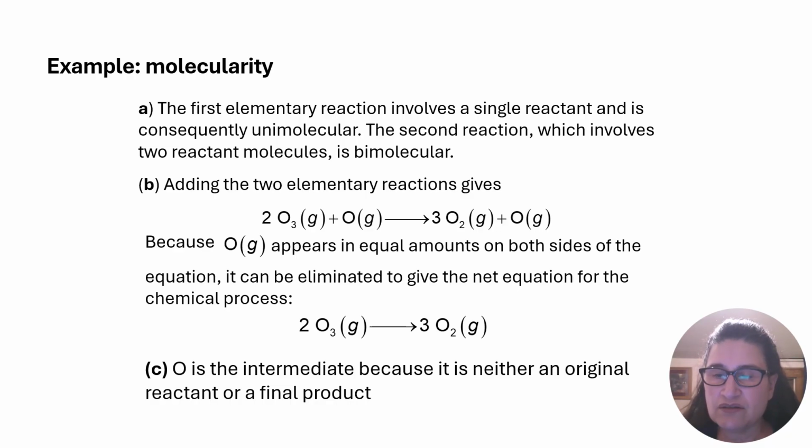So in this case, this is showing what it looks like all added up. When I cancel out the O's, that means this is what I end up with. So this is the net equation. And then the O is the one that we canceled out because it was a product in the first step, but it was used up in the second step. So that means it is the intermediate.